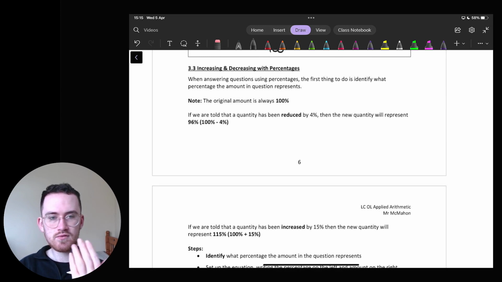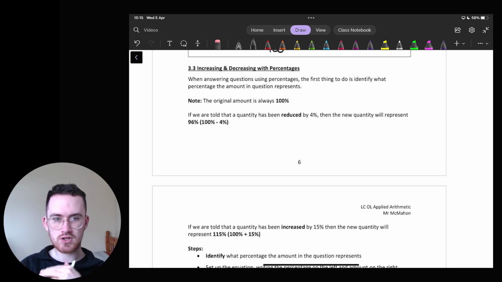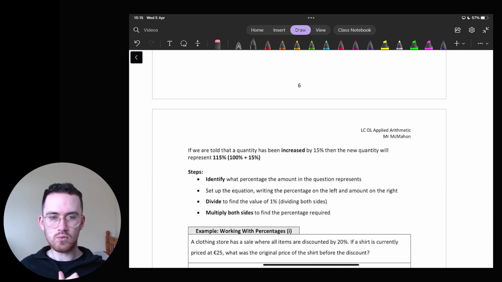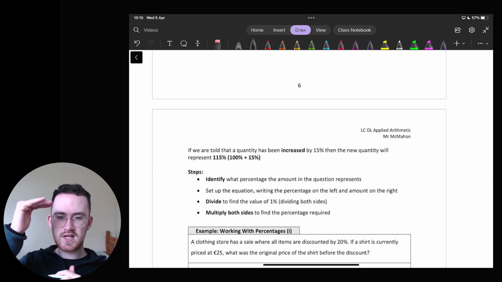For example, if we're told a quantity has been reduced by 4%, then the new quantity would be 96%, because it's 100% take away the 4% that it's gone down by, because reduce is to go down. If we're told it was increased by 15%, then the new quantity would be 115% of what we had at the start. Originally it's 100%, we've increased it by 15%, so we're now at 115%.